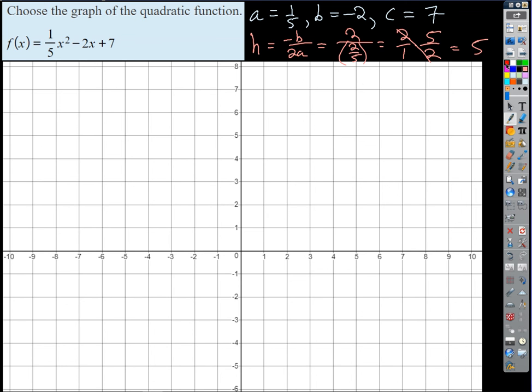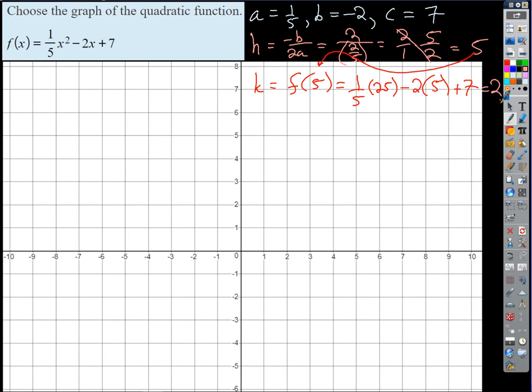Now what about k? Well, k is the y value, so that's just the value of the function when I plug in h, right? So what's that give me? I get 1/5 times 5 squared. What's that? 25. So 1/5 times 25 minus 2 times 5 plus 7. Well, what's 1/5 times 25? 5 minus 10. -5 plus 7. +2.